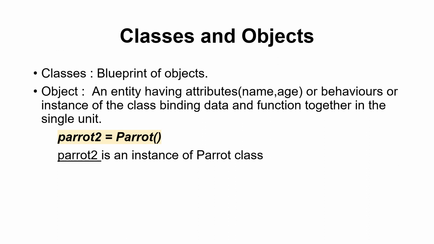Classes and objects. In Kotlin, classes act as blueprints for objects. An object, in turn, is a specific instance of a class, embodying the attributes such as name and age and behaviors defined by the class. For example, if we have a class called Parrot, creating an object like parrot2 = Parrot() means that parrot2 is now an instance of the Parrot class, binding data and functions together in a unified unit.